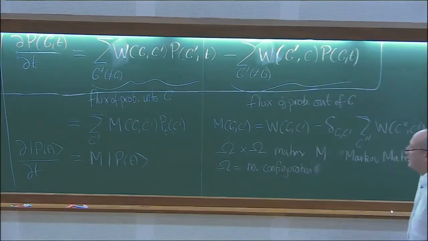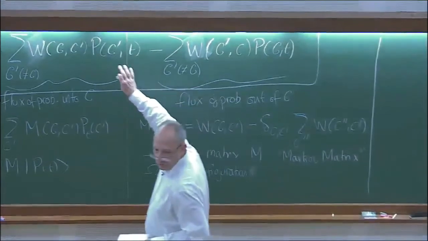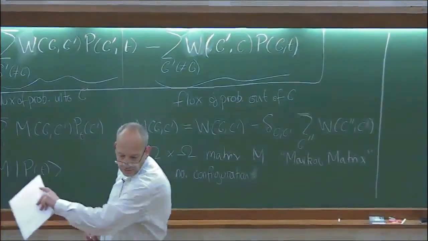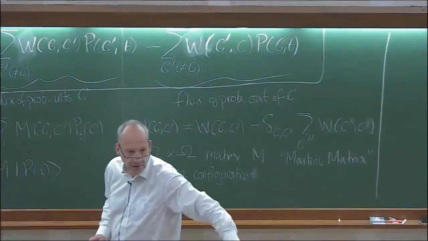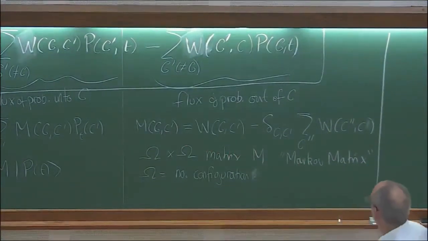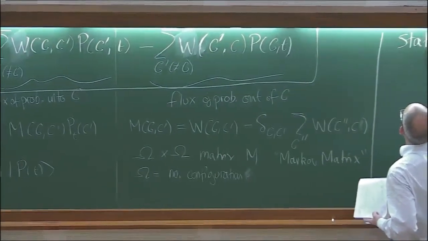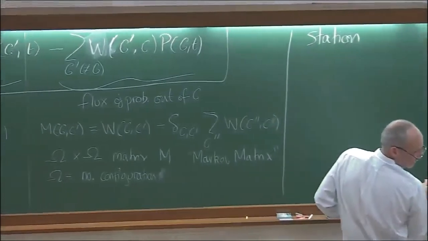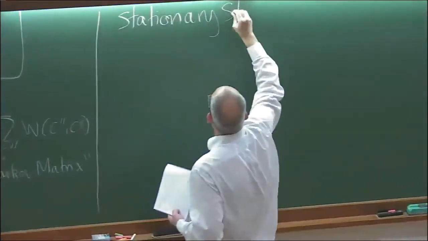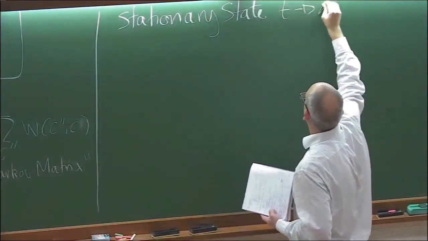So the first thing, we'll come back in a little moment to how we would solve this equation for all time. But the first thing is, as I mentioned earlier, we're interested in what happens after a long time. And that's what we call the stationary state. So the stationary state occurs when t goes to infinity.